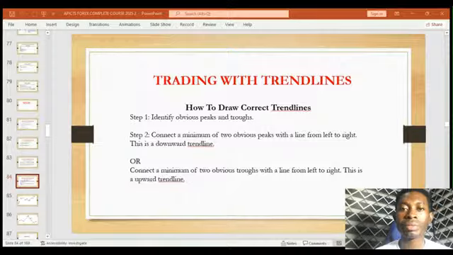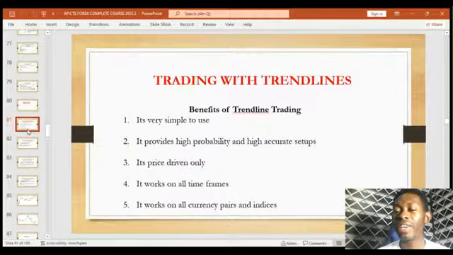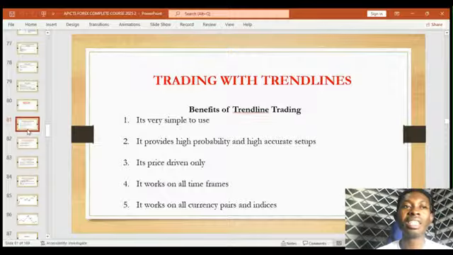So you have trend line, and I was telling you yesterday that it is very, very simple to use. Then it gives you a high probability and highly accurate setup. Nothing gives you an early entry like trend lines. And if it's giving you a bounce, it is accurate. If it is giving you a breakout, it is perfectly accurate. I know people all over the world that this is the only strategy they use to trade.